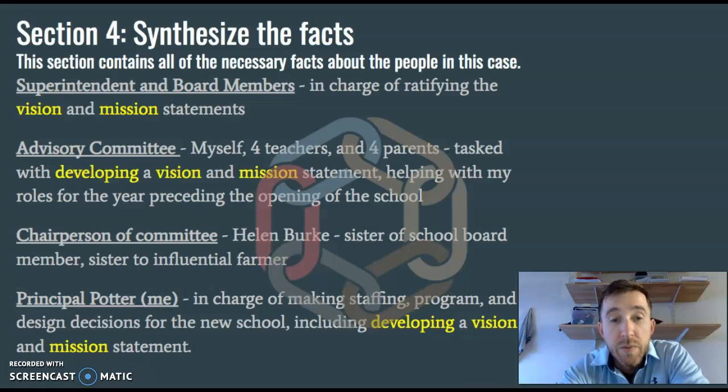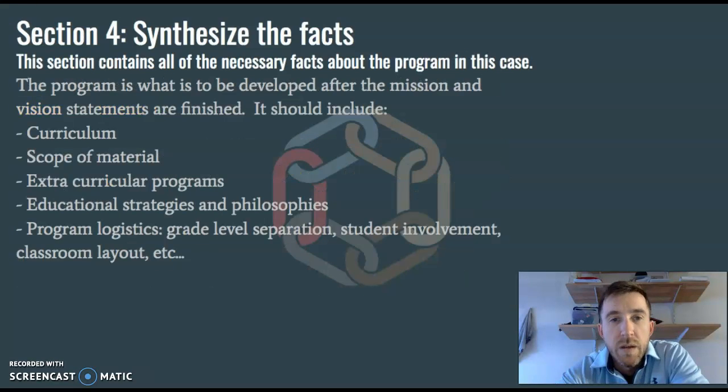I have the chairperson of the committee, Helen Burke, who is the sister of a school board member and the sister of an influential farmer, and Principal Potter, or myself, who is in charge of making staffing, program, and design decisions for the new school, including developing a mission and vision statement. And these are all the facts about the people for this case.